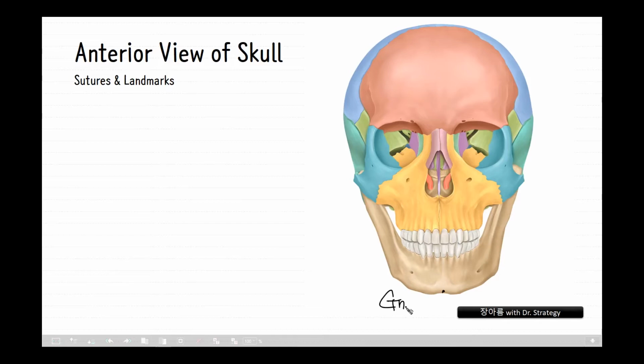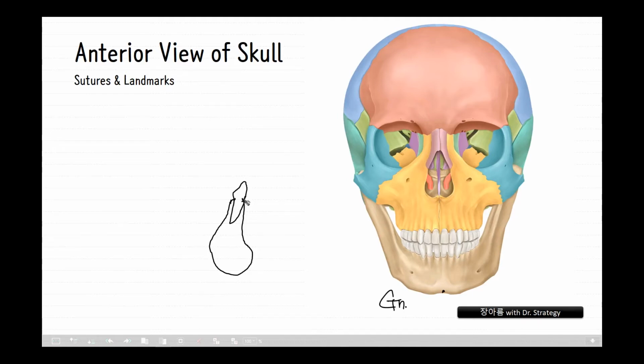The most inferior point of the mandibular symphysis in midline is usually called a menton instead of gnathion in orthodontic cephalometry. For your better understanding, I will draw the mid-sagittal view of the mandibular symphysis. Like this, and we have a mandibular central incisor here.